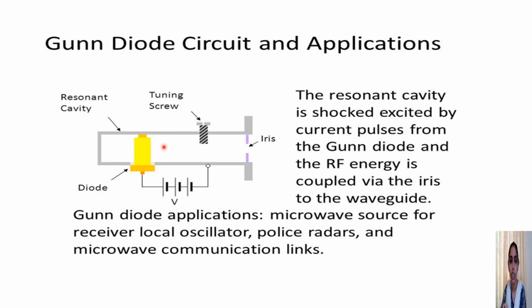So here you can see a Gunn diode is inserted in a resonant cavity, and whatever current pulse is coming from the Gunn diode due to its domain formation is being coupled to the resonant cavity. So the RF energy is coupled via an iris opening in the waveguide. Such a Gunn diode has many types of applications. It can be used in amplification, oscillation. It can be used as a microwave source for a receiver, local oscillator, police radar, or in microwave communication links, etc. So the Gunn diode is tremendously used in microwave communications.